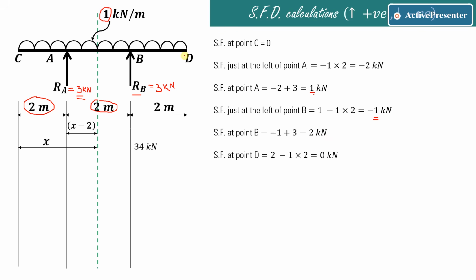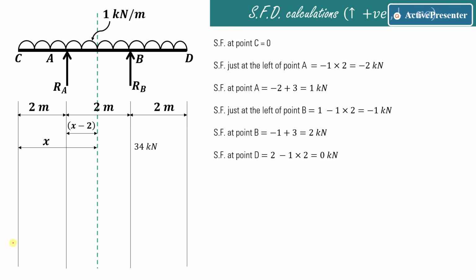Then at point D, from B to D, the length is 2 meter and the u.d.l. is 1 kilonewton per meter. So 1 into 2. To this 2, minus 1 into 2 will get added. So 2 minus 2, that is 0 kilonewton. So once again, try to understand.